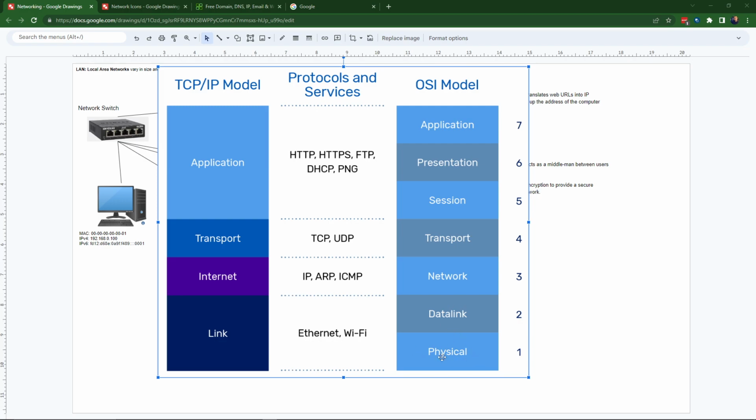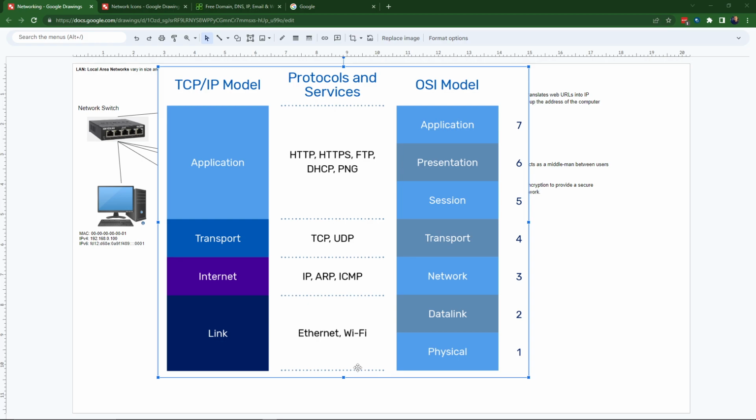But we have the physical and data link layers here. So physical is like the actual cables or signals that are sent through. And then the data link is the actual connection between the devices. So like your connection between your computer and your phone, for example. That would be part of the data link layer. And the TCP/IP model sort of lumps in the data link and physical layers because they're very closely related. So Ethernet and Wi-Fi are what are going to go there in that link layer.